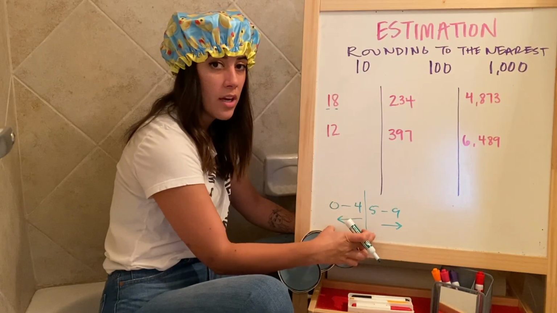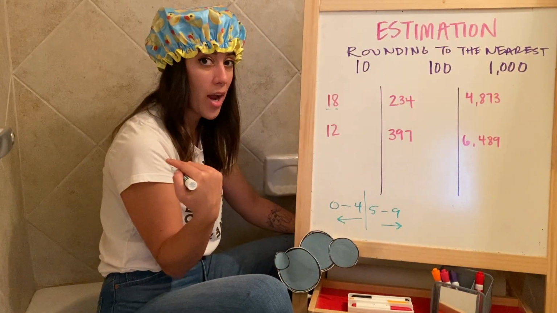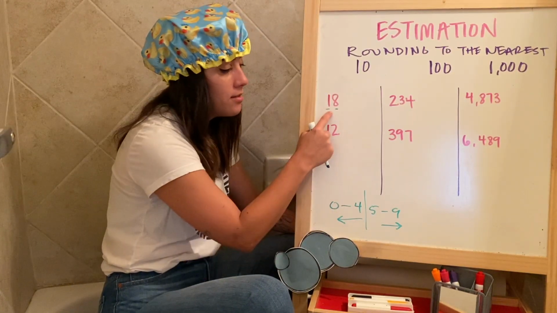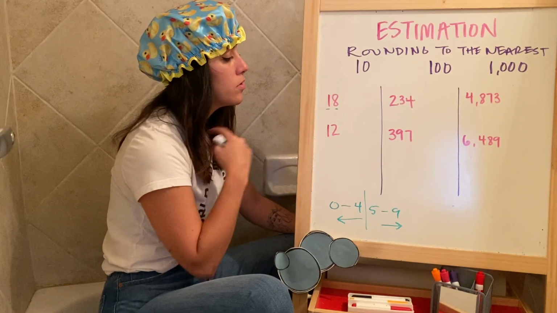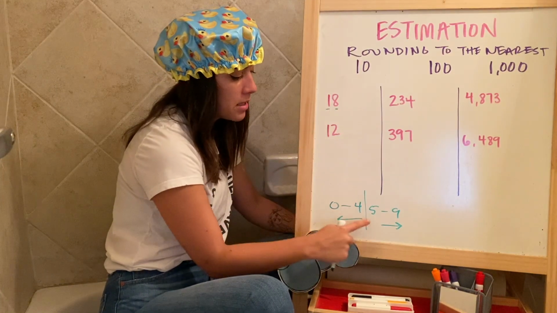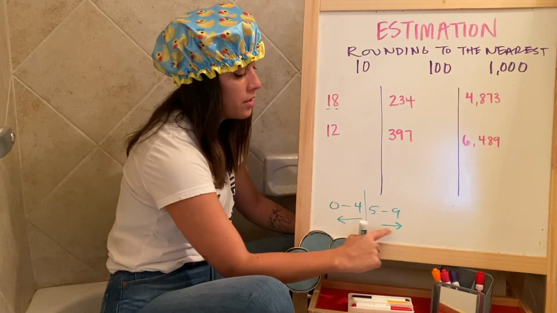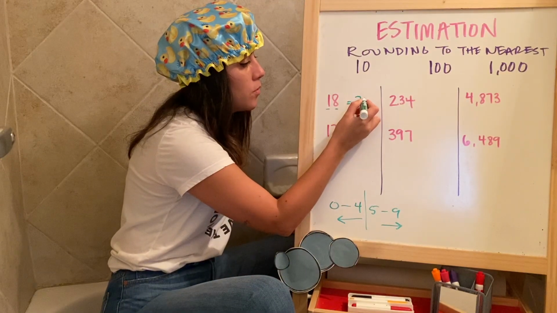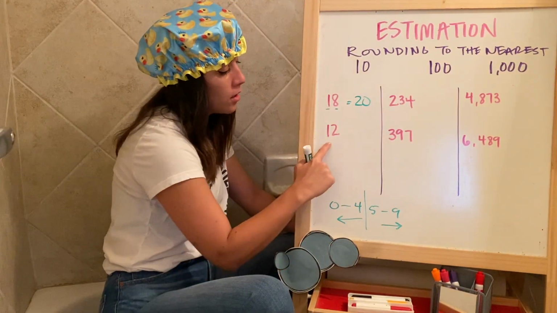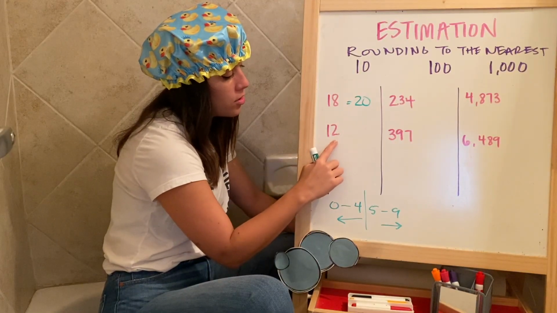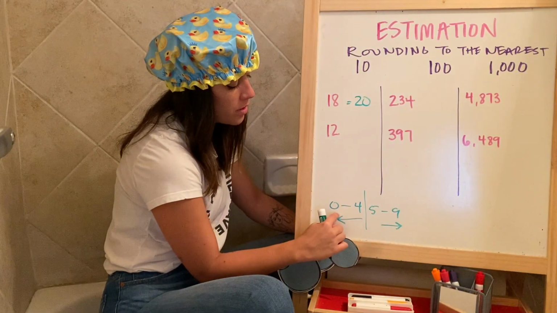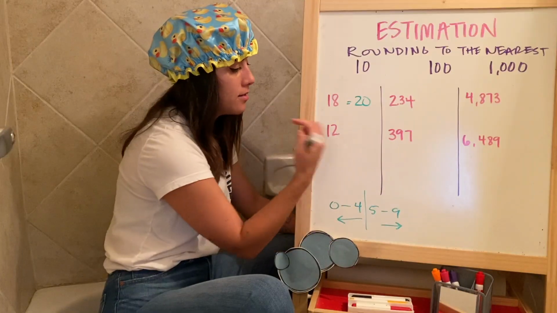Using this rule of estimating and rounding that we have practiced before, estimating should be fairly simple. So 18, that 8 means I'm going to move up because it's between 5 and 9. So 18 would estimate to 20. 12, I have the 2. 2 falls within 0 and 4, so I'm going to estimate down.